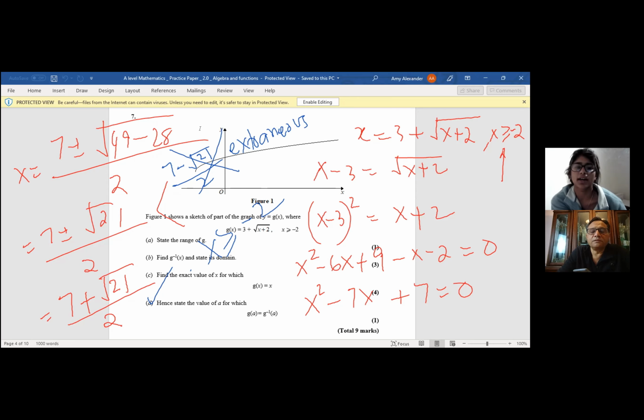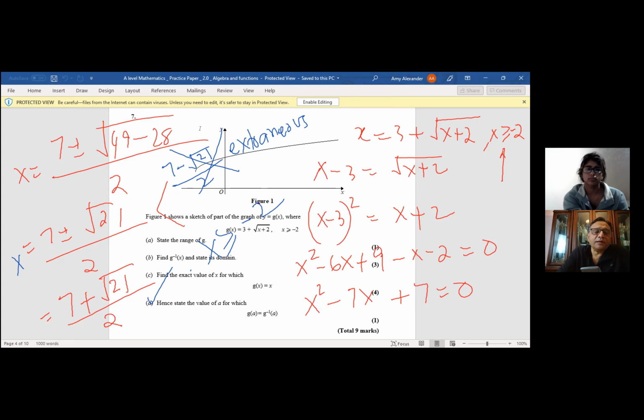Minus of this is plus 49 minus b squared minus 4ac, 4 times 7 is 28. Yeah, 49 minus 28 equals 21. Square root of 21 equals decimal 4.58, and we get two answers. I see.